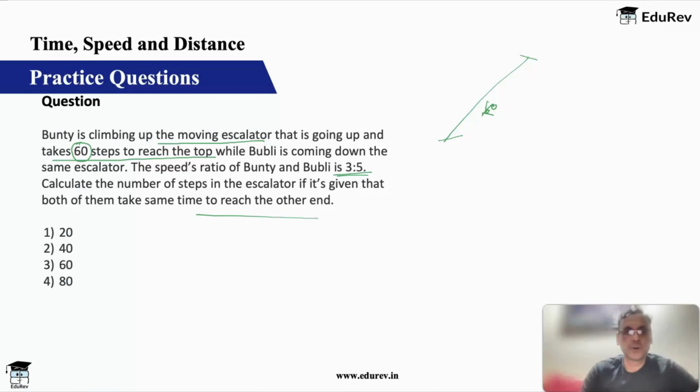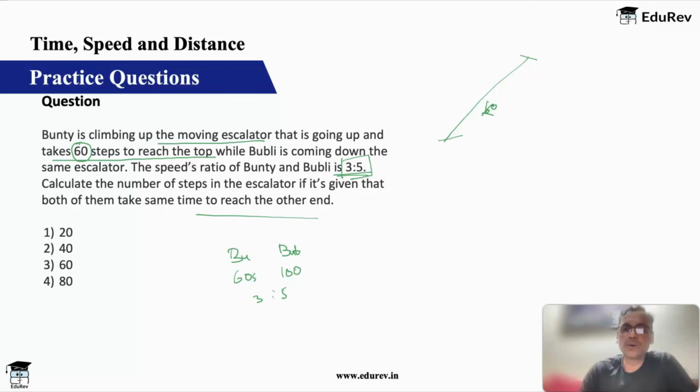Okay, so Bunty, bubbly, he takes 60 steps. This ratio of the speed is 3:5. So if this is 60, then bubbly in the same time would have taken 100 steps, right? 3:5.